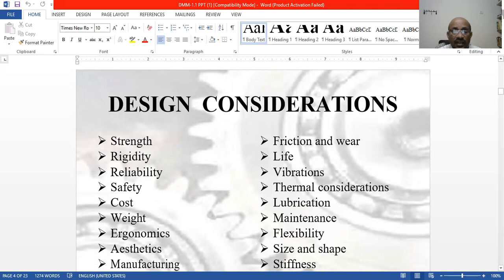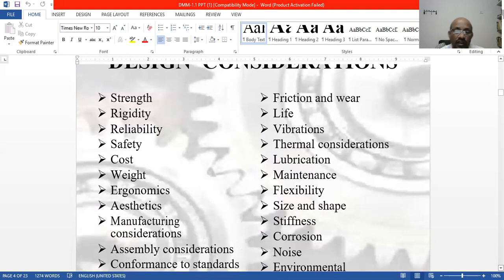The next one is aesthetics. What aesthetics will be there? What are the considerations for that? That thing also we have to consider in aesthetics. And the next is manufacturing. Which methods are you going to follow? Whether forging type manufacturing, or cast iron, so casting. How you are going to manufacture the product is also very important.